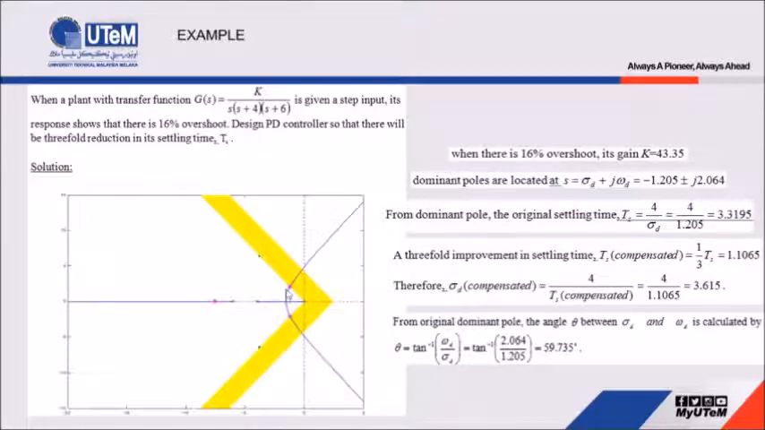2.064. Okay, from this dominant pole, we can calculate the settling time by using the formula, where we already know the values from these dominant poles. So this part is referred to as zeta omega n, and this part is referred to as omega d. Because this question asks to find the new value for settling time, we have to find the original settling time based on this location of the pole.